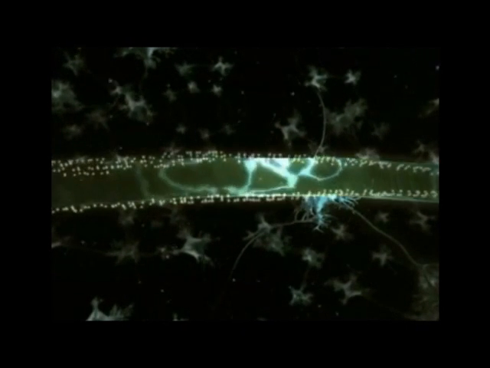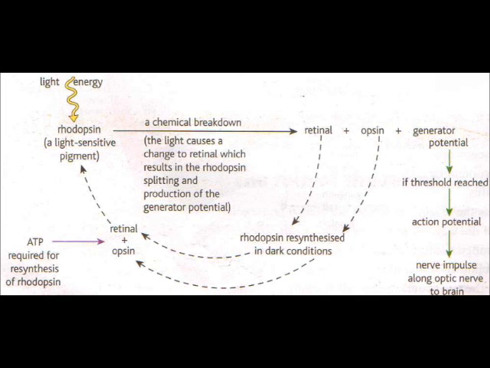Once bleached, rods are unable to be re-stimulated. ATP energy is required for rhodopsin to be reshaped so that the visual sight process can be repeated. ATP energy is produced by the many mitochondria found in the inner segment of the rod.